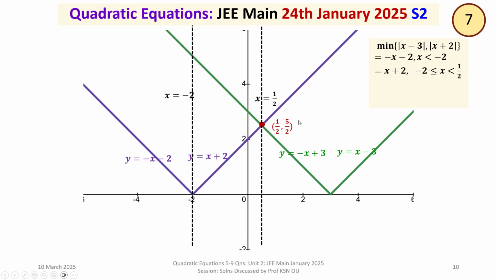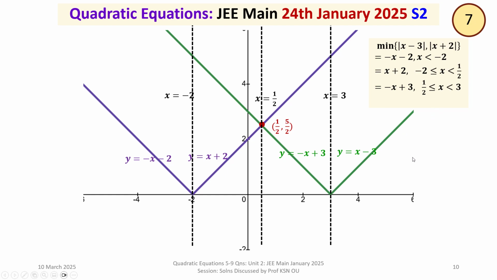The next subregion is 1 by 2 less than x less than 3. This is x is equal to 3. In this subregion, this is the curve y is equal to x plus 2, and this is the curve y is equal to minus x plus 3. Between these two, what is the minimum? The minimum is y is equal to minus x plus 3. So, it is minus x plus 3 when 1 by 2 less than or equal to x less than 3. Continuity is there, therefore, keep the equality at one end.